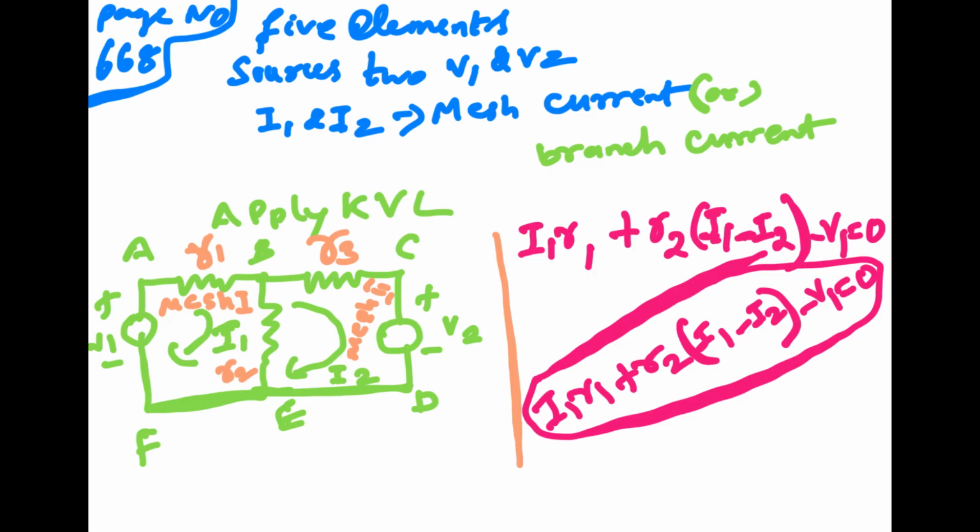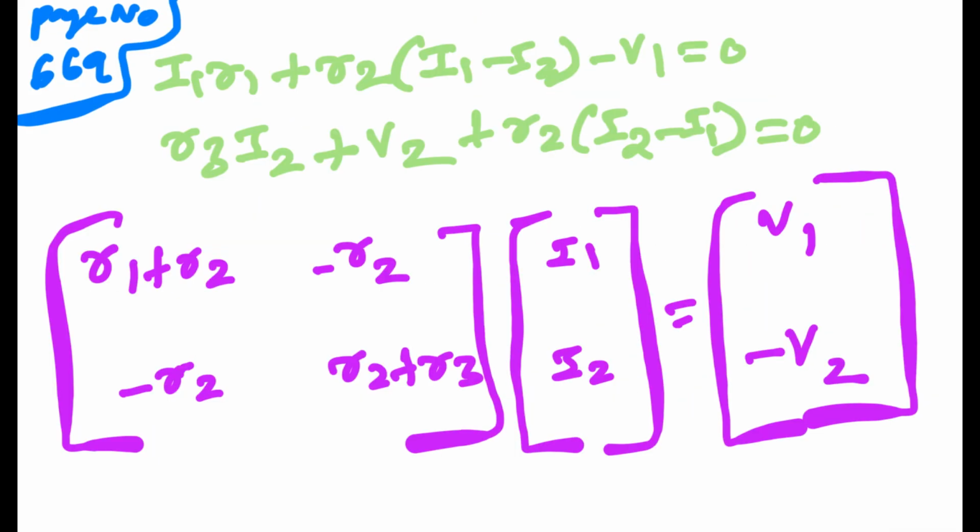The first box contains resistances R1, R2 and a voltage. The current flowing through R1 is I1, so I1 into R1 plus R2 into I1 minus I2. Two currents flow in resistance R2, in opposite directions, so put I1 minus I2. The voltage is minus to plus, that is a voltage rise, so put a minus sign on the left side.